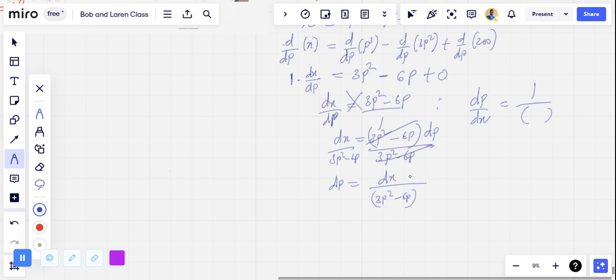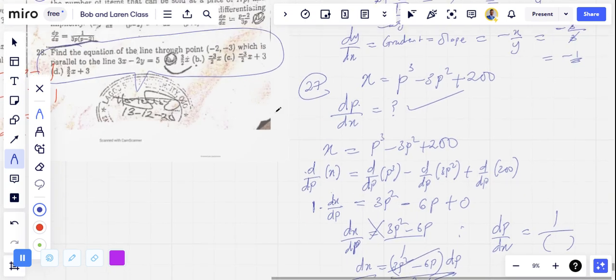So how will you get rid of this dx? Just multiply by 1 over dx on both sides, so that this dx cancels this dx. I have 1 times dp, that's dp over dx, equal to 1 over 3p squared minus 6p. So let's check whether this answer is in the options.